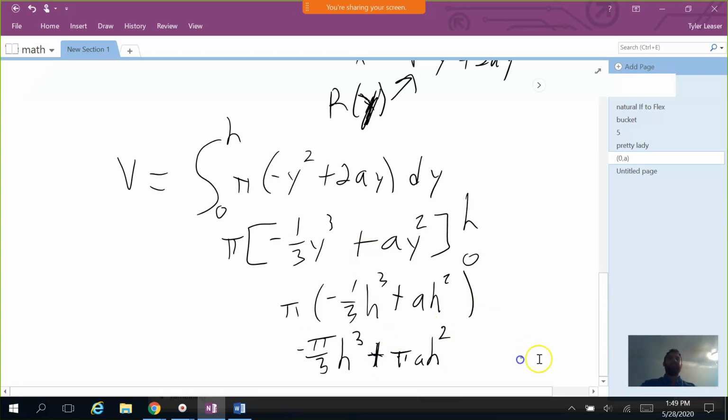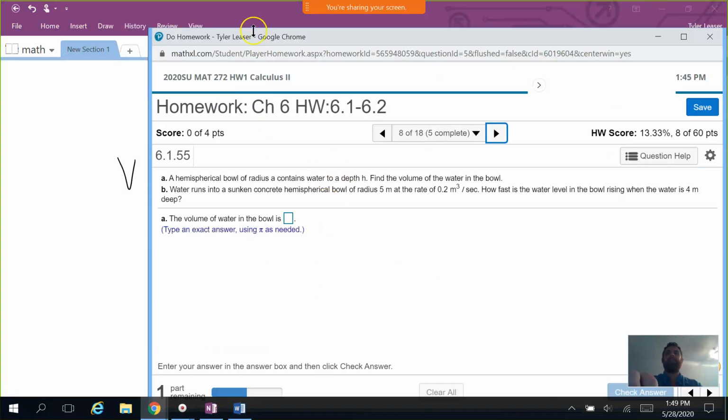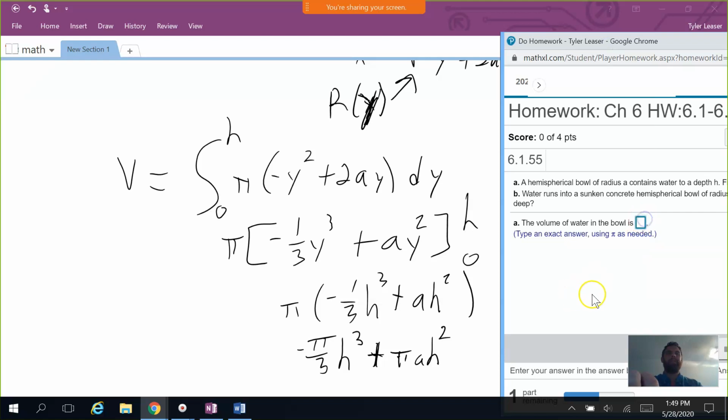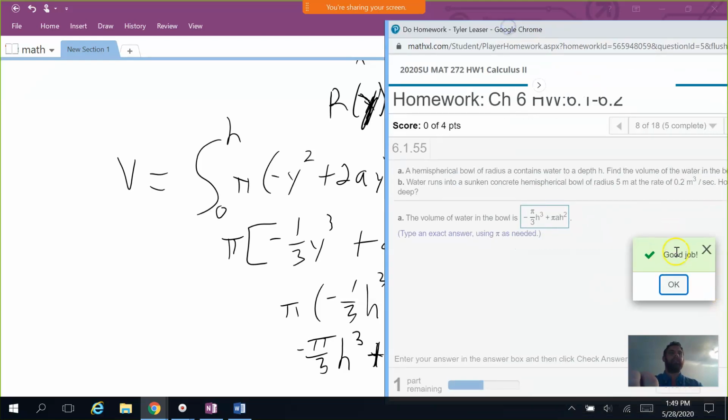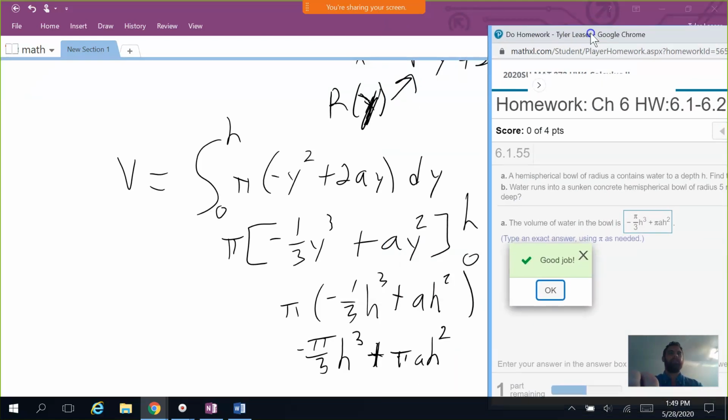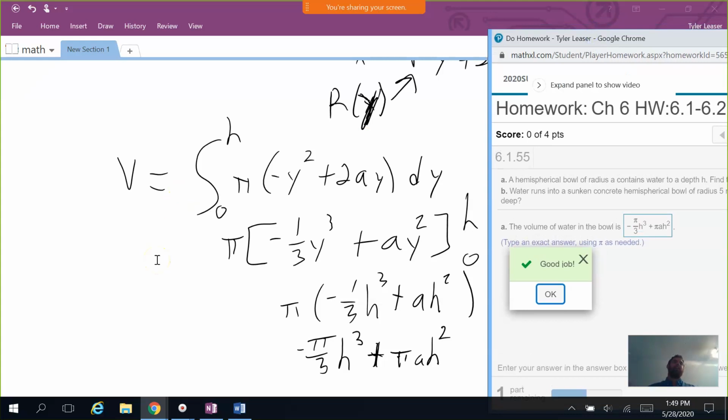Okay, I'm going to go back over to Word and just write this result that we got. Let's first, I guess, type it into the homework to make sure that we got that right. So the volume of the water is negative pi over 3 h cubed plus pi a h squared. And that should be the same for everybody, right? Because that doesn't really change. Only the numbers will change.